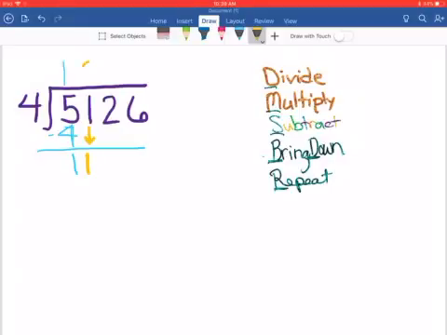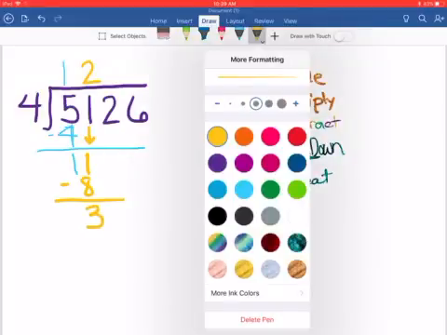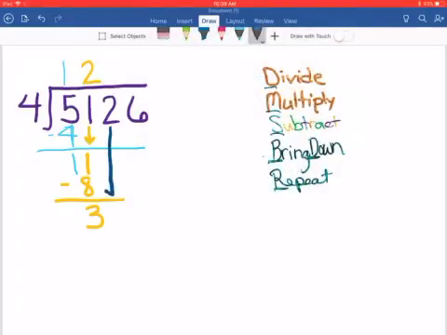Times 3 is 12, so times 2. So 2 times 4 is 8. If I subtract 8 from 11, I get 3. And then I need to bring down my 2. 32 divided by 4. Well, that's easy because that's 8, because 8 times 4 is 32. I love it when it works out like that, which is 0.